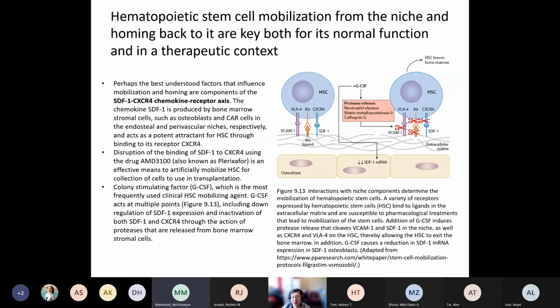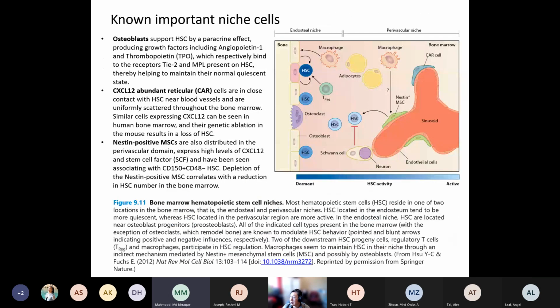Can you please go two slides back? Here? Yeah, in here. Can you please tell me more about CAR cells and the relationship with CXCL12?